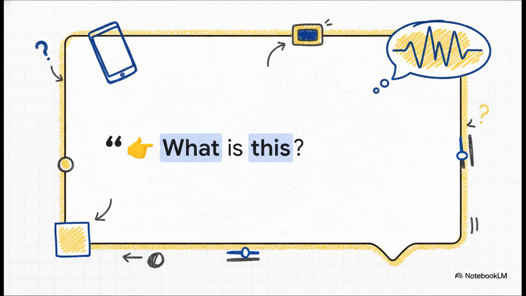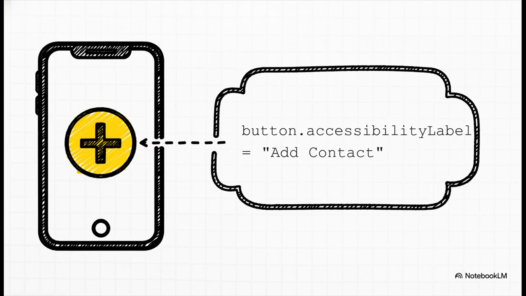And here's the easiest way to get this right, like every single time. If you're staring at your code and you're not sure what to write for a label, just ask yourself one simple question. What is this? Seriously, whatever your answer is, that's your accessibility label. Done.